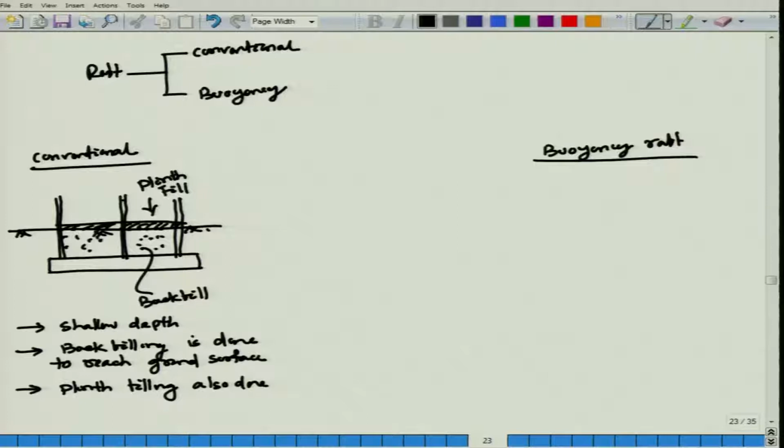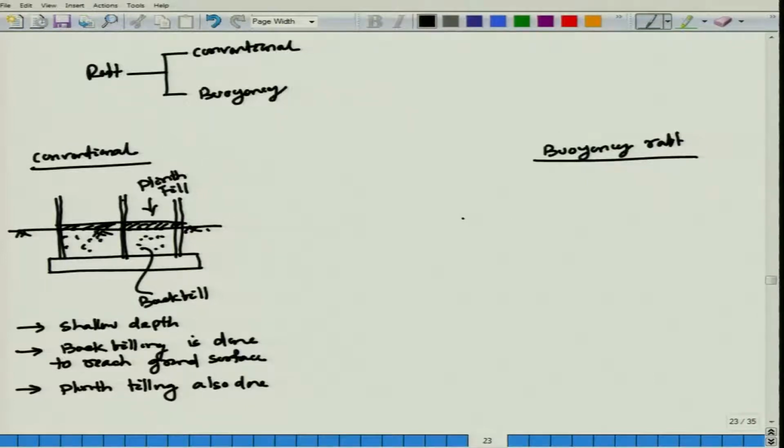So, in conventional raft, there is a single slab with these columns, and backfilling has been made so that you can reach up to the ground level. Then plinth filling has been made so that ground floor, first floor, second floor, it will continue like this. This is your conventional raft. Now, come to your buoyancy raft.